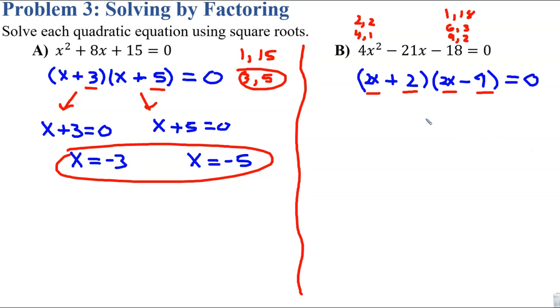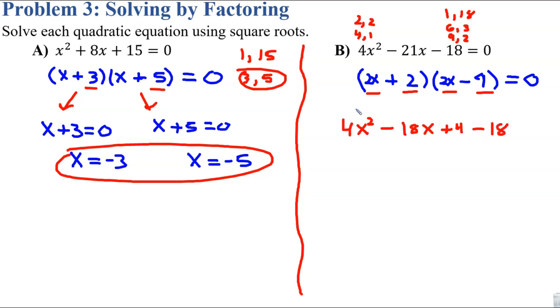And I'm not sure if that's going to work. Let's FOIL things together to see. 2x times 2x is 4x squared. 2x times negative 9 will give me a negative 18x. And then 2 times 2x will give me a plus 4x. And 2 times negative 9 will give me a negative 18.